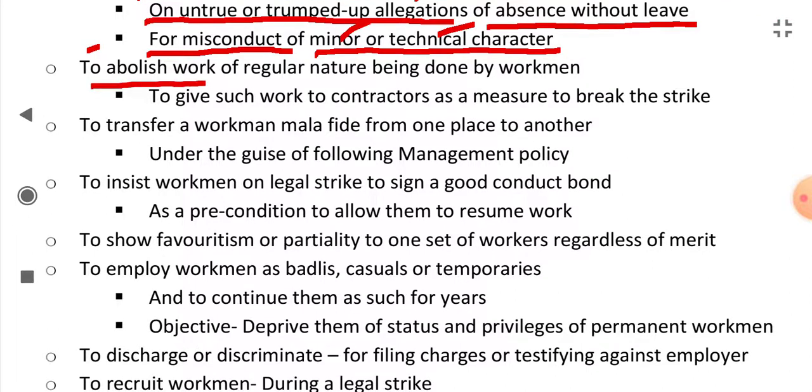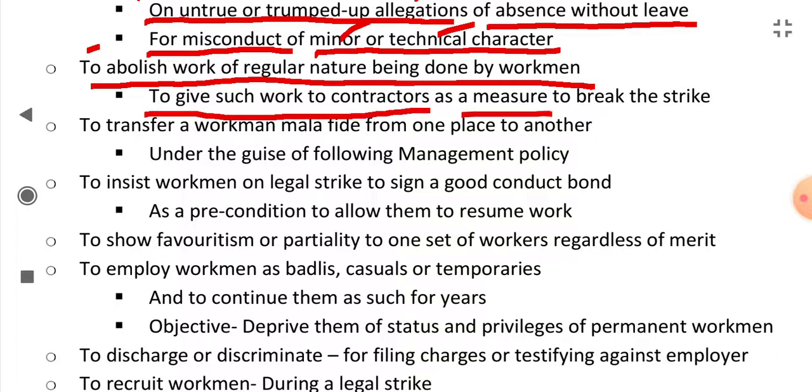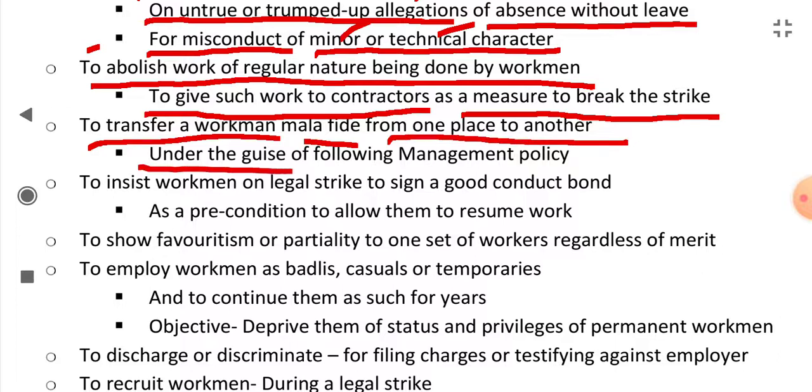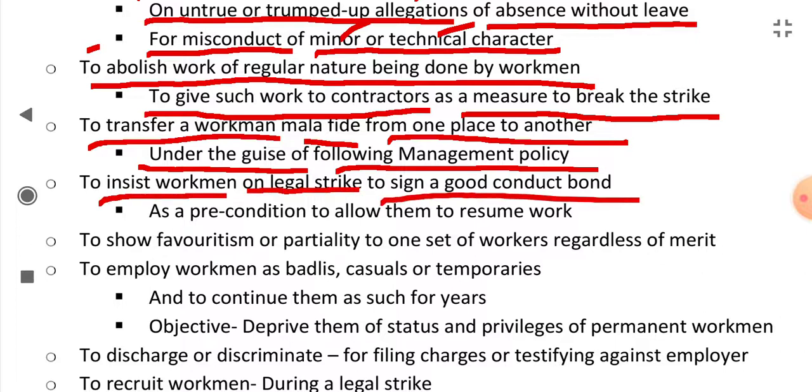To abolish work of a regular nature being done by workmen and to give such work to contractors as a measure to break the strike. While the workmen are on strike, the employer abolishes the work of their regular nature and gives that work to contractors; it is an unfair labor practice. To transfer a workman mala fide from one place to another under the guise of following management policy. To insist that workmen on a legal strike sign a good conduct bond as a precondition to allow them to resume work.